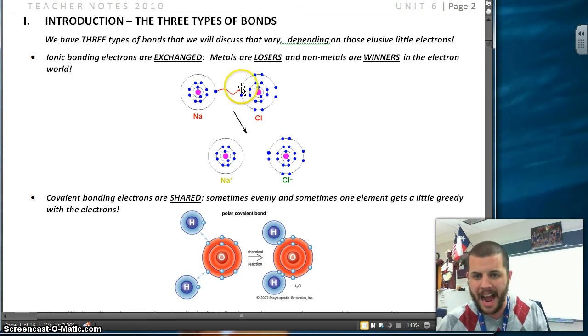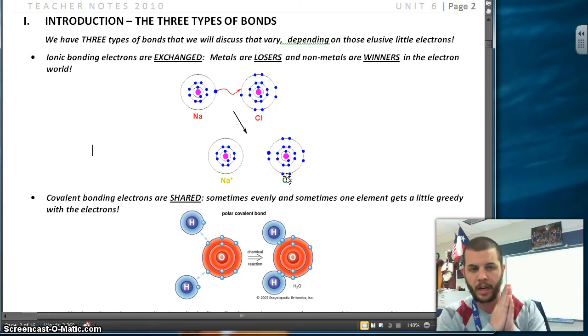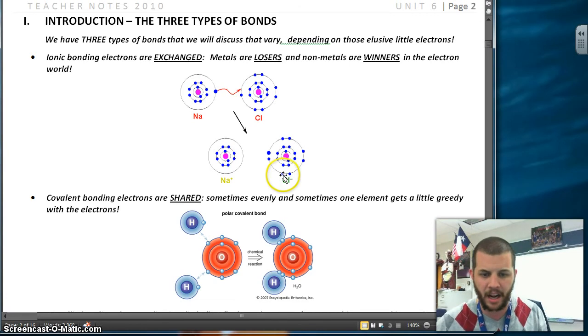So what happens now is sodium actually ends up with a positive charge, and chlorine ends up with a negative charge. Well, what happens when you have a positive and a negative charge? They love each other and they are going to attract. That is the basis behind an ionic bond.